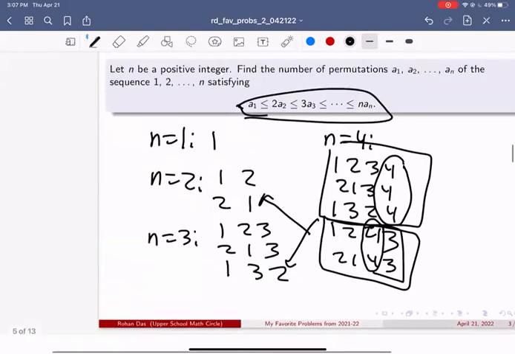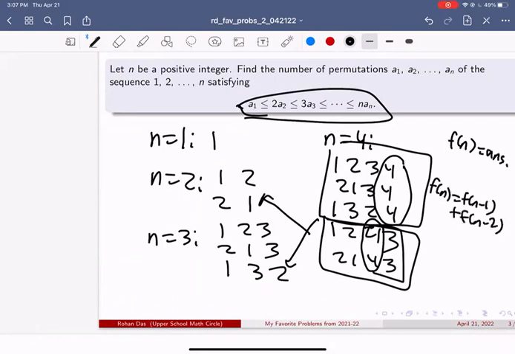So if we call the answer f of n, then f of n equals f of n minus 1 plus f of n minus 2. And then this is just the shifted Fibonacci sequence by the definition of the Fibonacci sequence. And the reason this is one of my favorite problems is that this doesn't use any high power techniques. It's just working with examples and observing patterns.